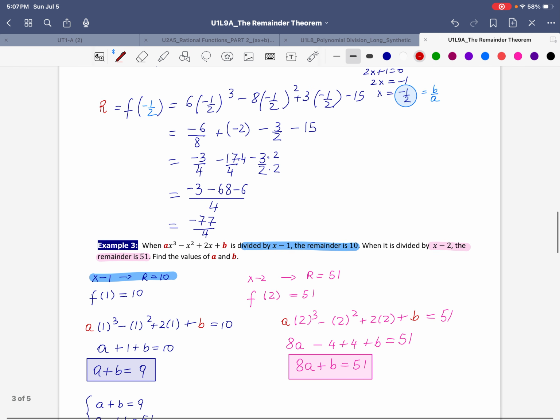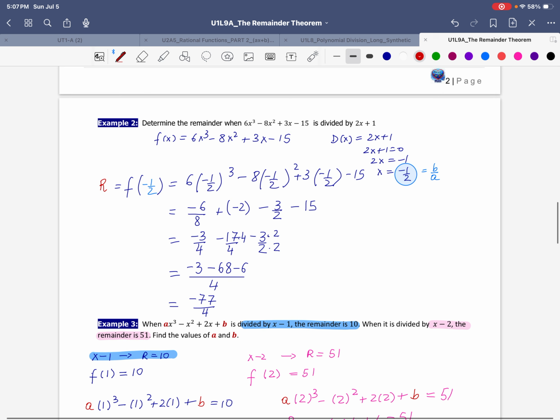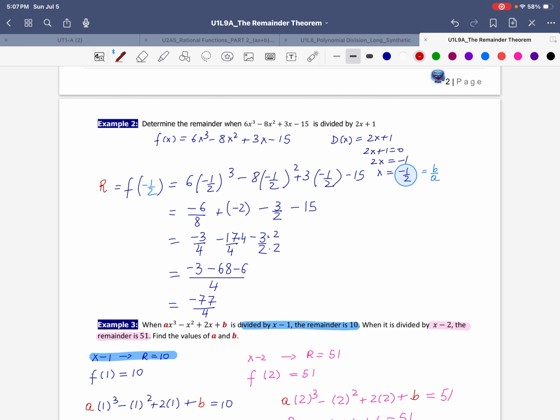And this is the end of the remainder theorem lesson. It is, as I mentioned, tied into the factor theorem lesson, and this is what is coming next.